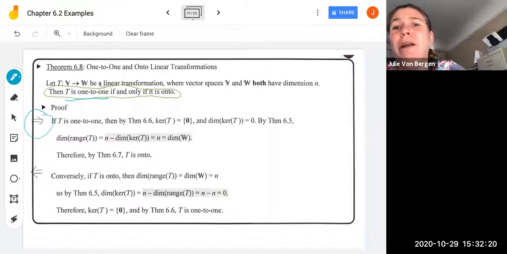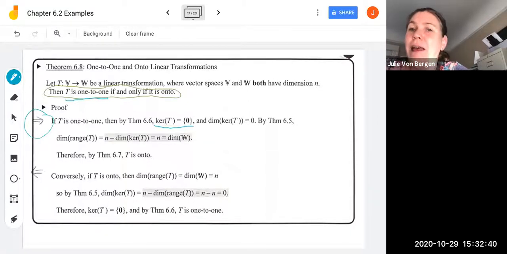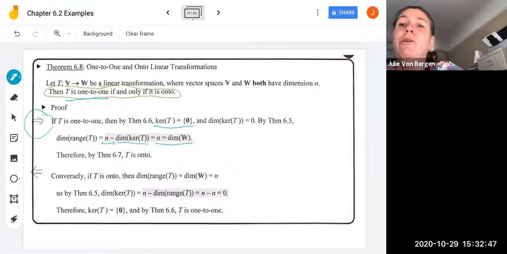So if T is one-to-one, then by theorem 6.6, we know the kernel of T is the zero vector, because only the zero vector maps to the zero vector in one-to-one situations. And then we know the dimension of the kernel of T is 0. So by theorem 6.5, the dimension of the range of T is n minus the dimension of the kernel. So that's just n minus 0, or n, which is the dimension of W. And so we know from theorem 6.7 that we just proved then T is an onto transformation.